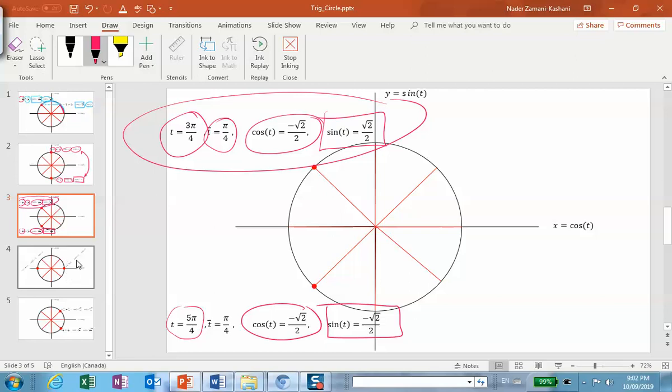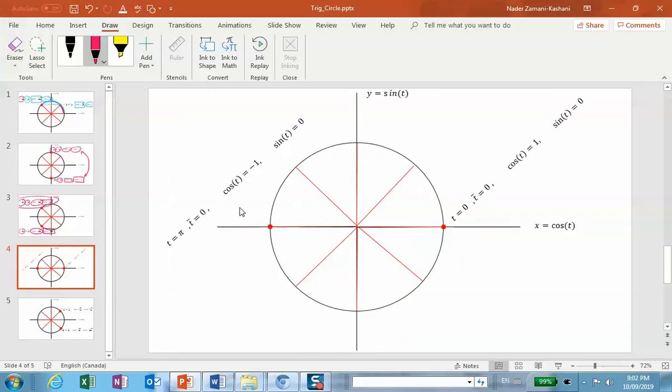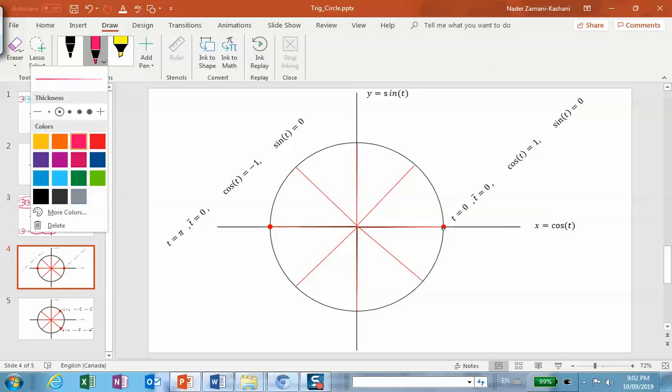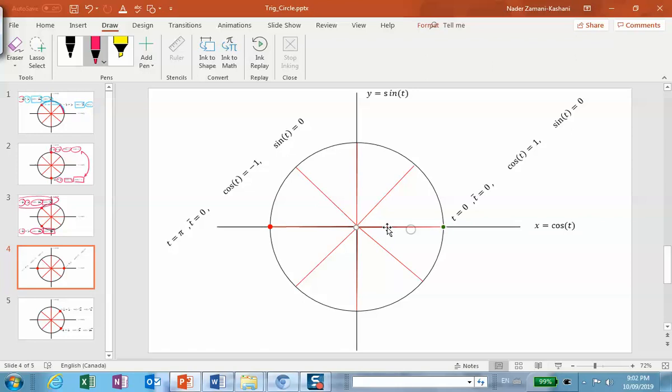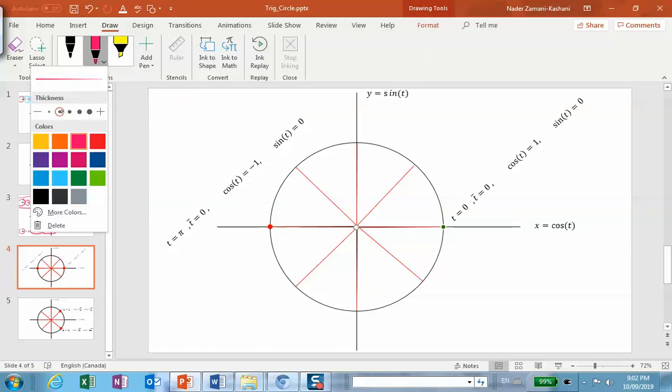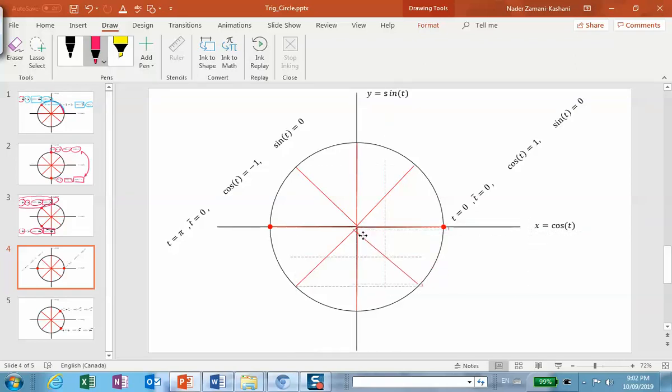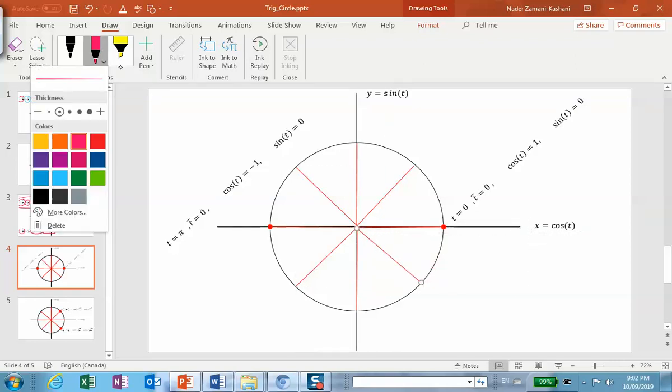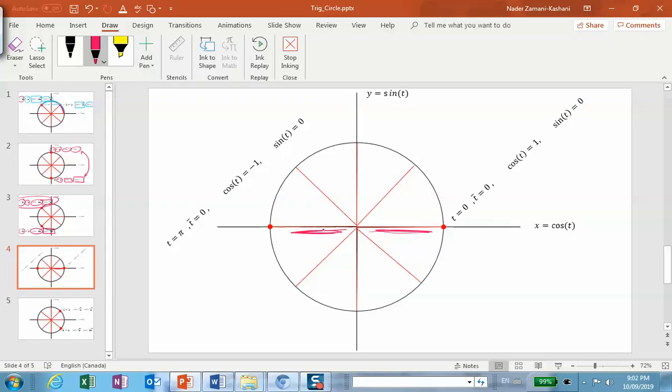All right, these 2 points, obviously, for t equal to 0, the cosine is 1. You can see that, cosine is 1, sine is the height y, which is 0. And on this side, cosine is minus 1. See that? Numerically, this is the same. This value and that value numerically are the same, except that one is positive, the other one is negative.